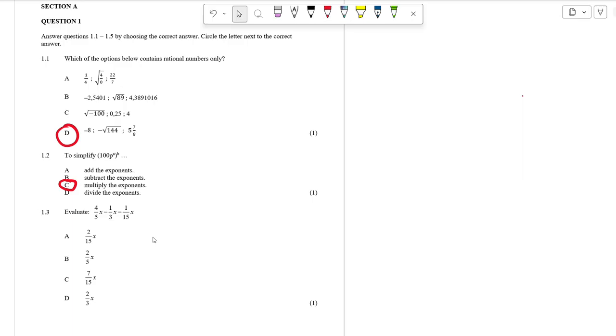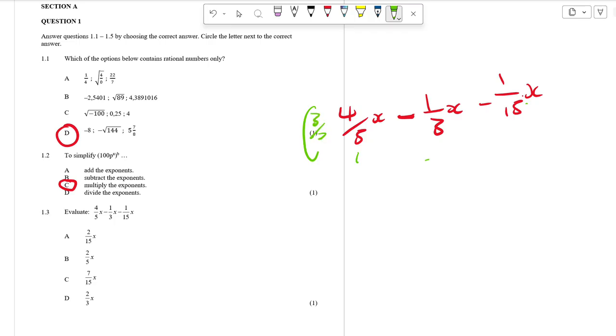Evaluate 4 over 5x minus 1 over 3x and then minus 1 over 15x. Do you know this thing called LCD, the lowest common denominator? We can't change 15 to be 3 or 5, but we can change 3 and 5 to be 15. That's what we're going to do. If we multiply here by 3 over 3, 3 by 5 is going to be 15. And on this one, we can multiply by 5 over 5.